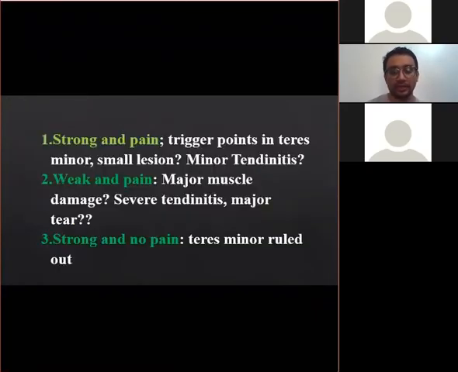So that gives us strong. If you just follow that, strong and pain, trigger points in the teres minor or small lesion or minor tendinitis. Weak and pain. If there is a major muscle damage or there is a complete severe tendinitis or chronic tendinitis, because of chronic tendinitis patient lost the strength over a long period of time, that could also be weak and painful. Or there is a major tear on the muscle. Strong, no pain, teres minor ruled out. You don't have to worry about teres minor here.